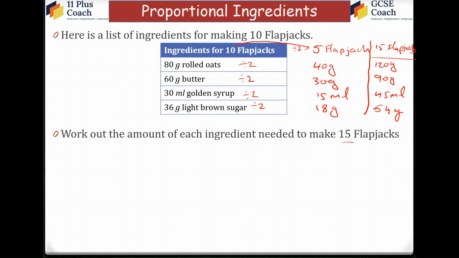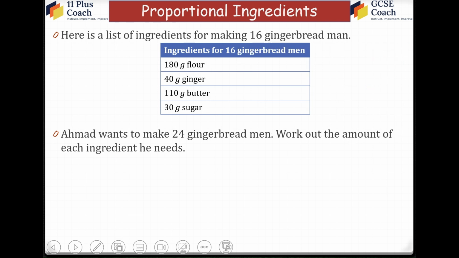So basically you work out however much more you need and add the numbers together. 10 plus 5 is 15, so you add them together and you get that. Sometimes the question might be a multiple rather than adding it on, so if you need 30 people's worth, you times everything by 3, and so on. Hopefully that made sense. Now have a go at this question and see if you can work this out, and when you're ready, play the video and see if your answer is correct.